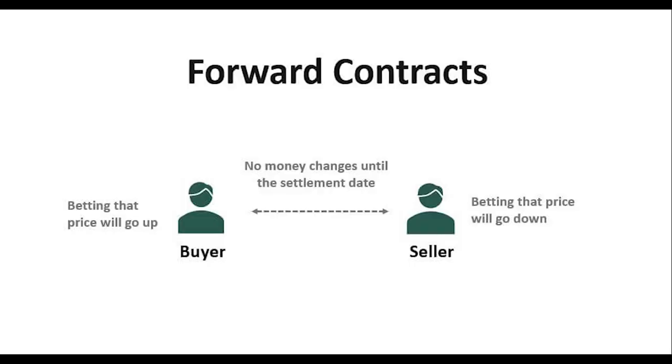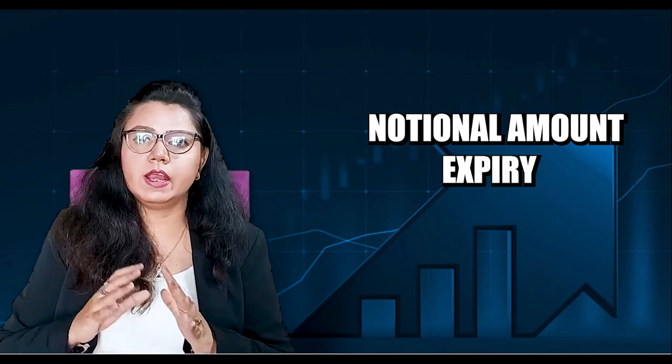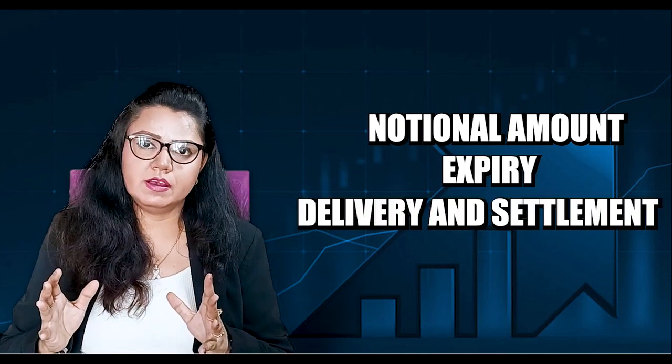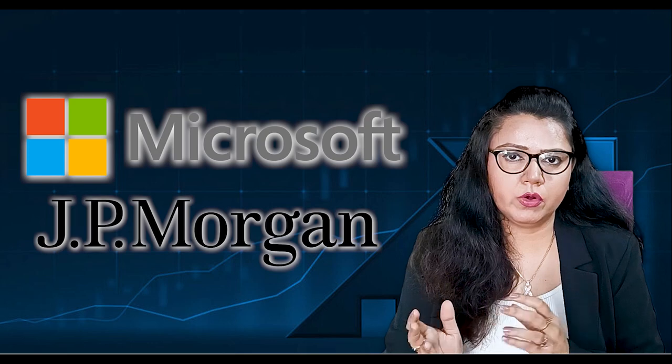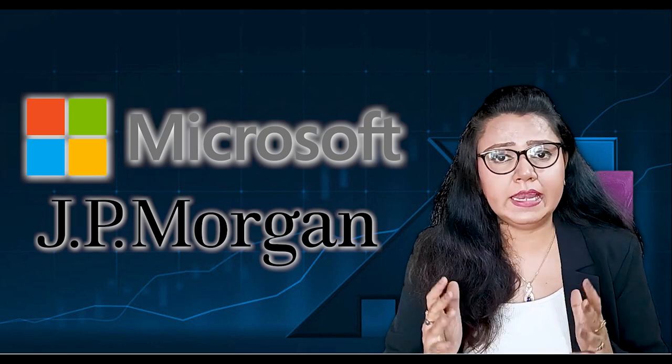So, as a solution to this problem, Microsoft can approach a big institutional player like JP Morgan and buy a forward contract to sell 20 million Japanese yen after 5 months. This is what a forward contract is, where the contract is made to suit the needs of the client, like the notional amount, the expiry, delivery, and settlement, etc. Contrary to what is stated by most YouTubers, forward contracts are also regulated. Can you imagine such big players like Microsoft and JP Morgan entering into a contract without any kind of regulations?